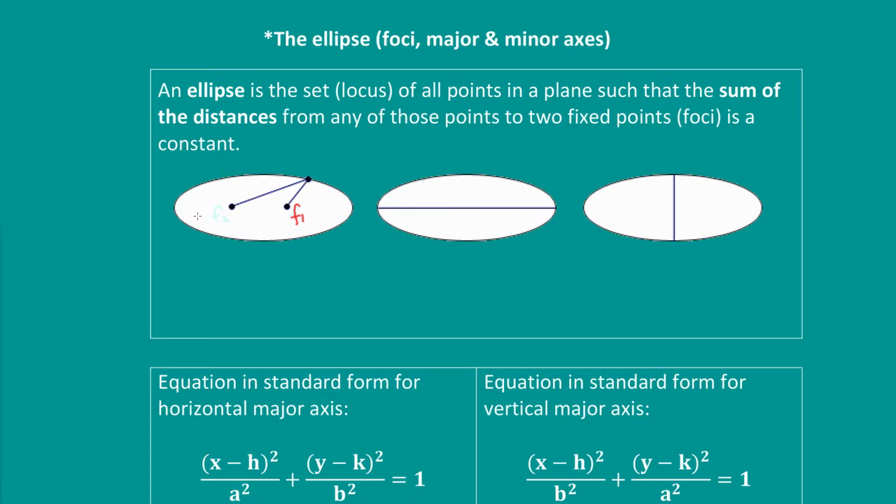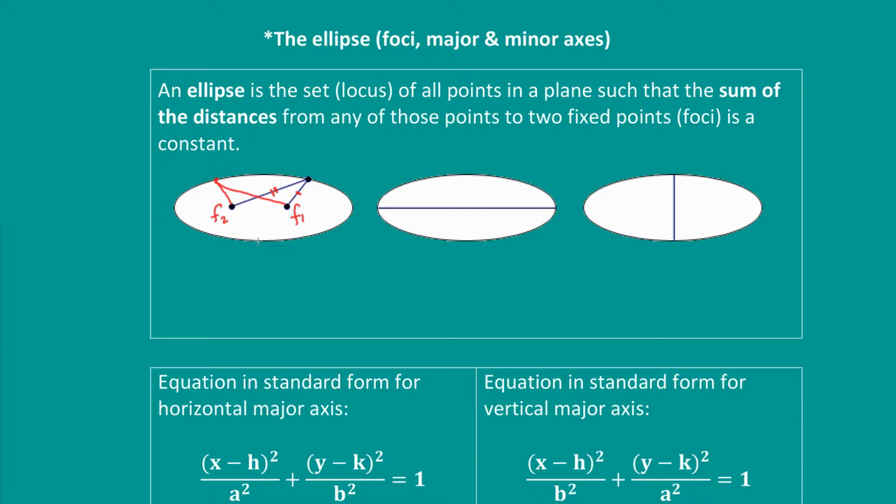So let's go focus 1 and focus 2. An ellipse is all of the points that will give us the sum of the distances between that point and focus 1 and that point and focus 2. If we add those together, they will always be the same. So this point right here, if I was to add up this plus that, it would be the same as this plus this.